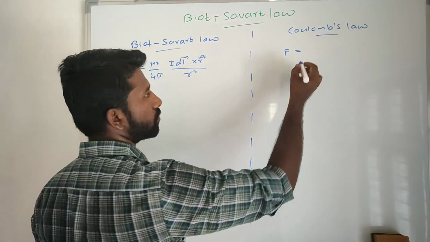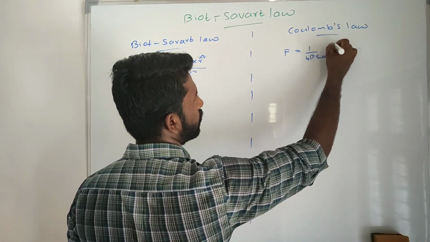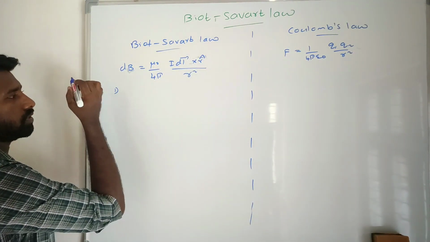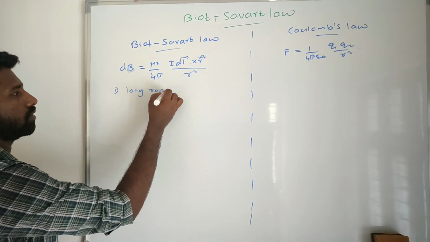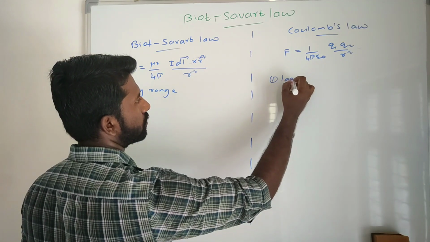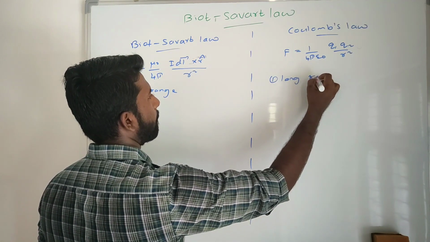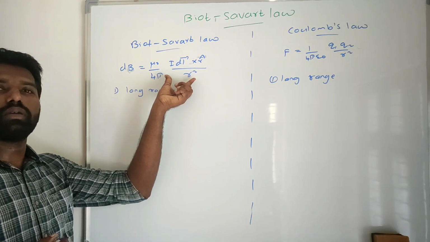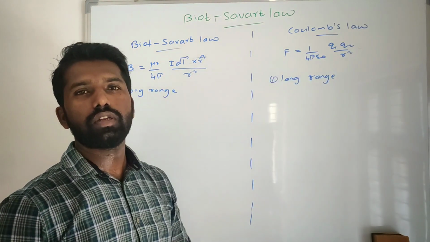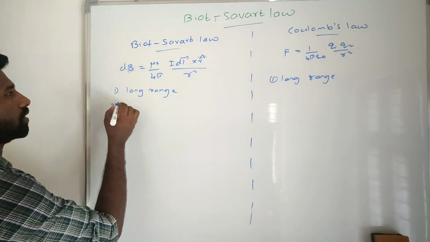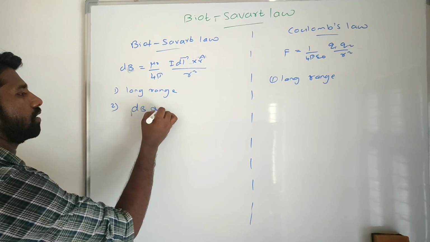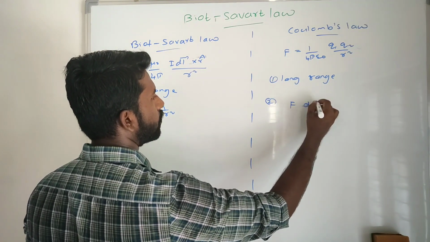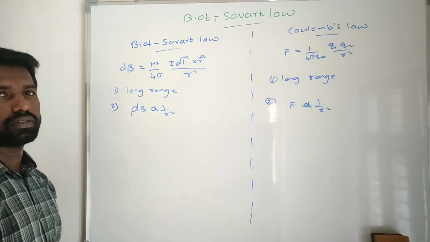What is Coulomb's law? The electrostatic force between two charged particles is equal to 1 by 4 pi epsilon naught q1 q2 divided by r square. Okay, first we will see the similarities. First one is, this is a long range force, this is also long range. Next, you see this dB is inversely proportional to the square of the distance. F is also inversely proportional to the square of the distance. So both of them depend upon the inverse square law. Okay, these are the similarities.